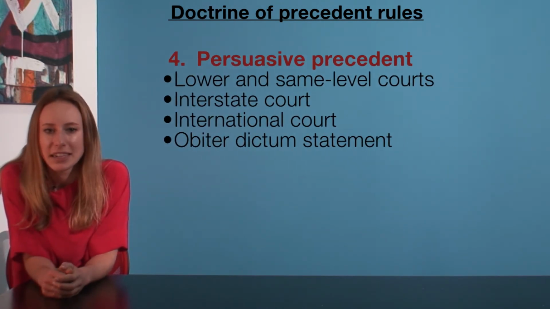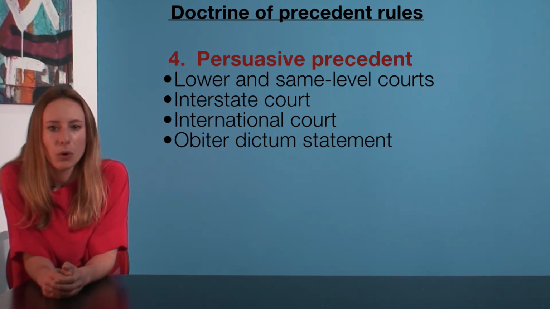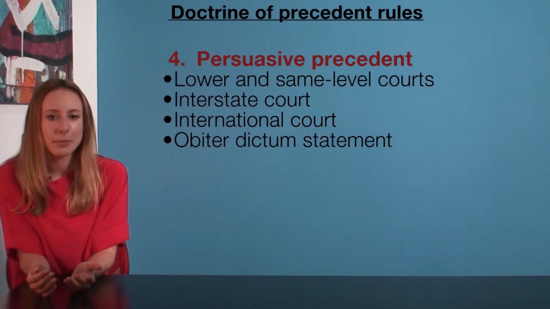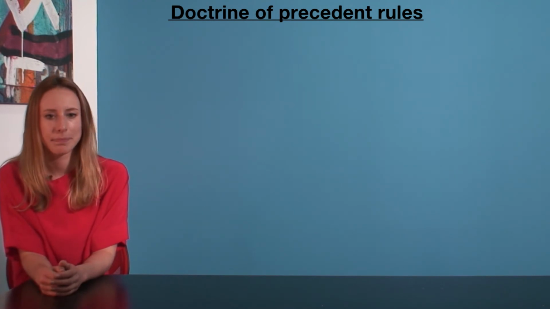If a precedent isn't binding, it could be persuasive. This means a court does not have to follow a previous decision, but it may still be influenced by it. Precedents from lower and same level courts within the court hierarchy, precedents from interstate or overseas, and obiter dictum statements can all be persuasive precedents. Those are the rules. Now let's apply them to some past exam questions.